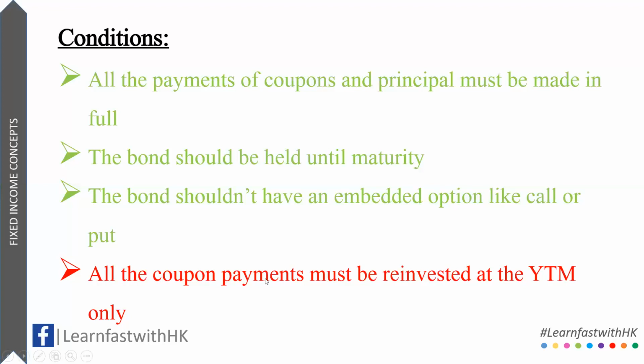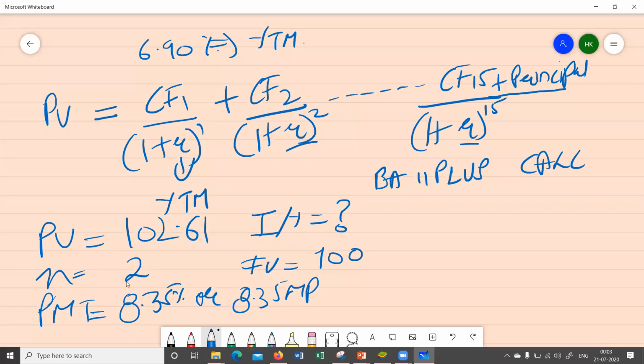And the fourth condition I have highlighted in red because it is the most difficult condition to meet. And it says that all the coupons of the bond must be reinvested at YTM only. I'll just show you what it means. It means that 8.35 Mexican pesos that you're receiving here should be reinvested at 6.90% for the next 1 year, which means until the maturity of the bond.